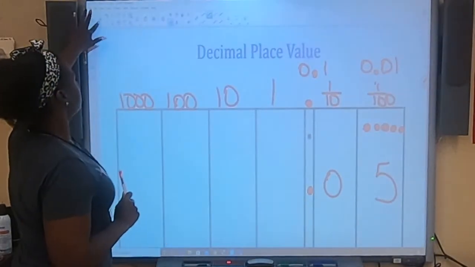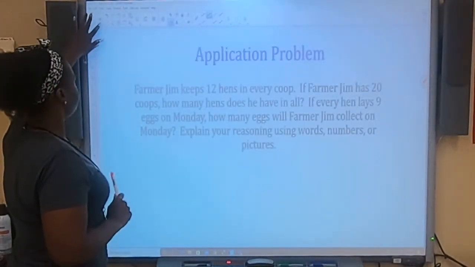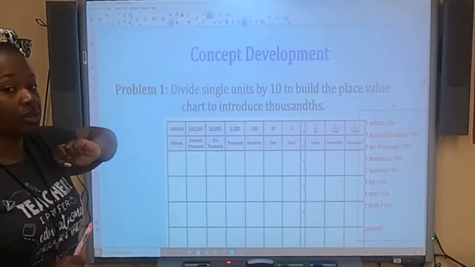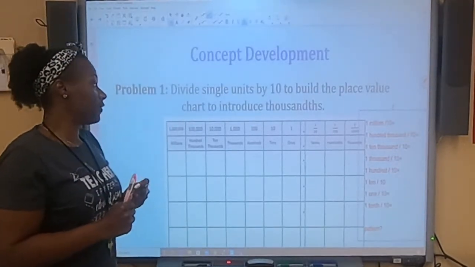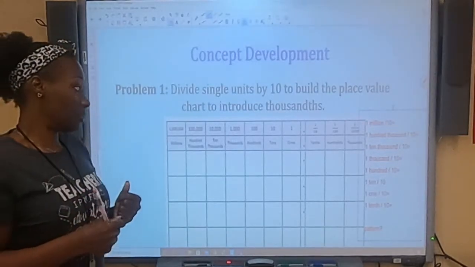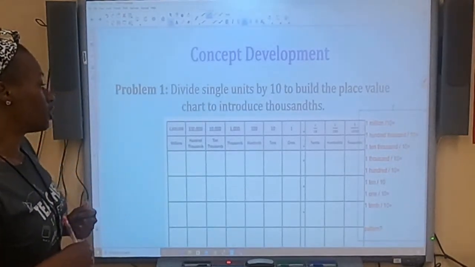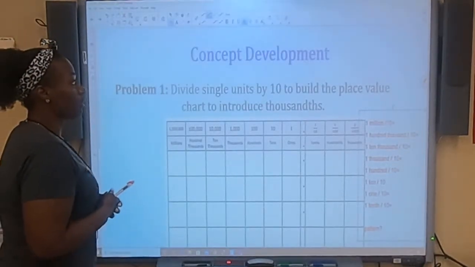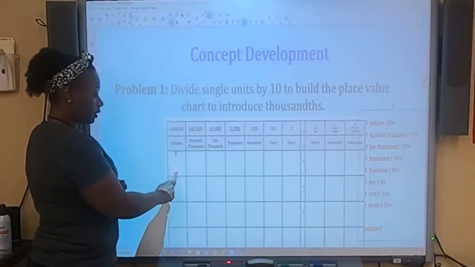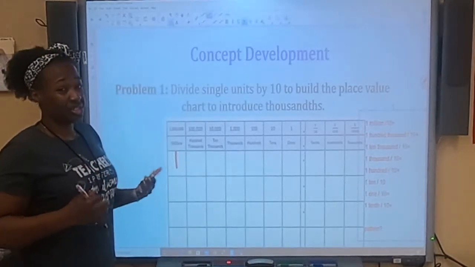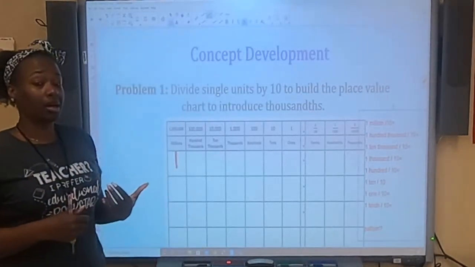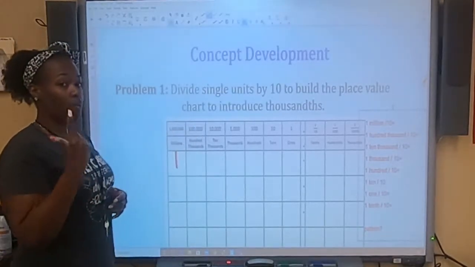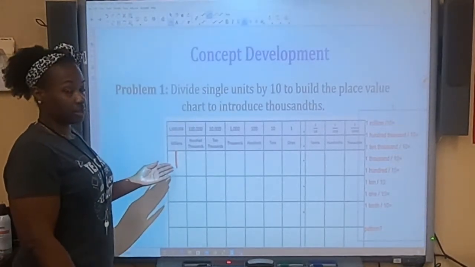Okay. Let's move on to our concept. We're going to start by dividing single units by 10 to build the place value chart to introduce thousands. So I'm going to start with the whole number 1 million. If I have 1 million, I simply put the 1 in the millions place. That's just like the fluency we just did on the decimal place values.